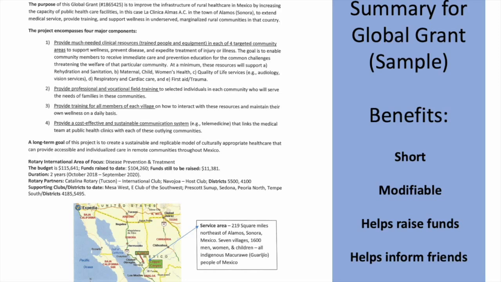And then down toward the bottom, it goes into what was the area of focus, what is the budget, how much have we raised so far, how much is left, what's the duration, when does it start, when does it end, who are the Rotary partners, and what are the districts, and what are the supporting clubs so far. And all of that was really helpful in terms of me keeping in contact with my partners and raising future funds for this project.